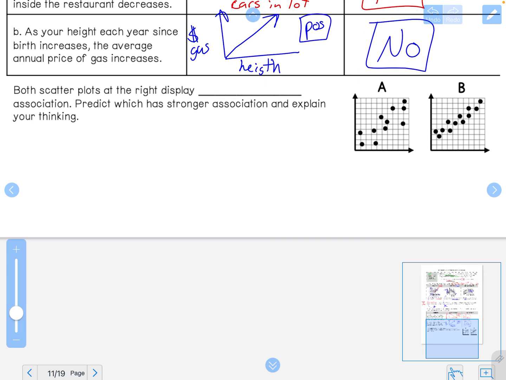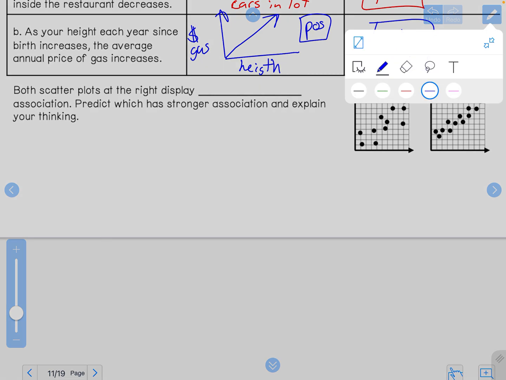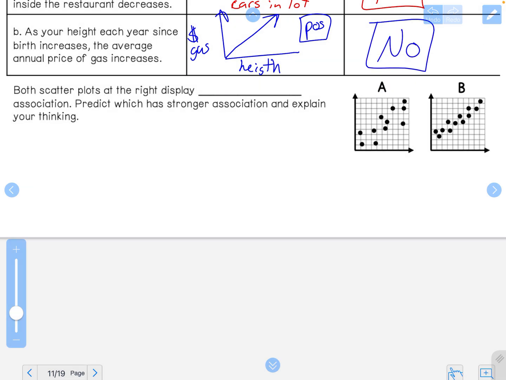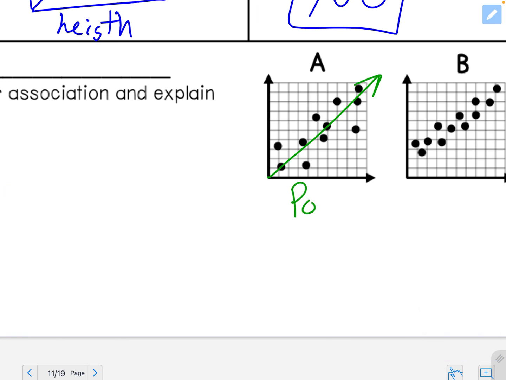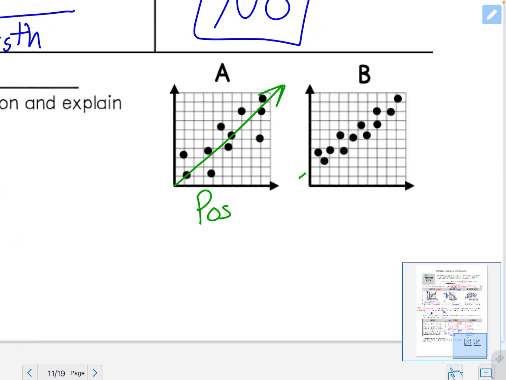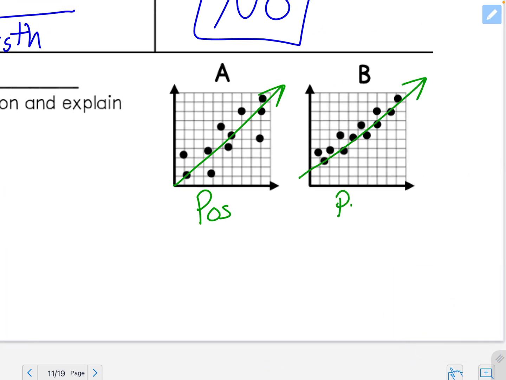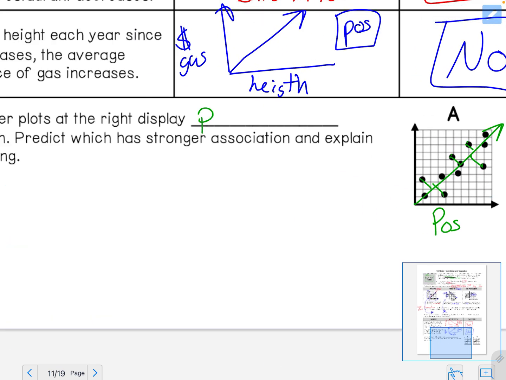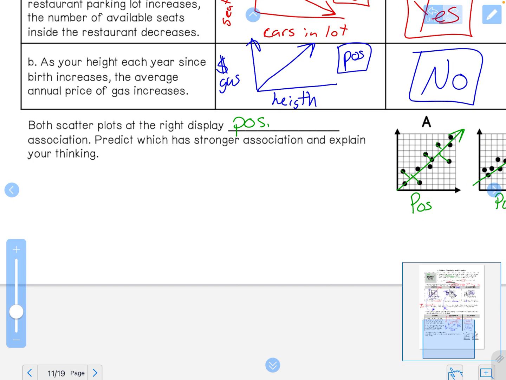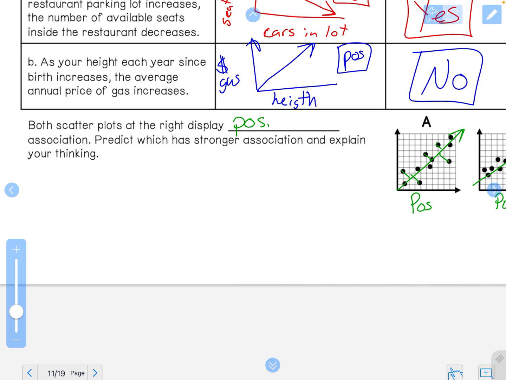So the next thing that we're going to start talking about is types of data and types of scatter plots. If we look at A and B right here, they both have a positive association. But if we were to draw that straight line in the middle, graph A's dots are a lot further away from the line than B's dots. So they both have positive association. And so what we want you to do is predict which one would be stronger.